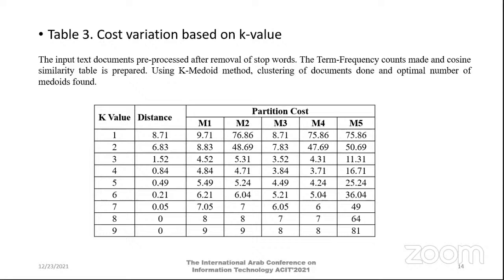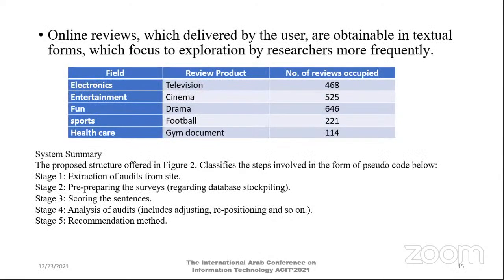Using this K medoids, I find the distance between the two different documents, which we call term frequencies. Here we took online reviews delivered by the users, which we call textual form. We used electronics, entertainment, fun, sports, and healthcare. In previous work, many authors have worked on movie and restaurant reviews. So we have taken these fields, and from them we took a number of reviews from online.